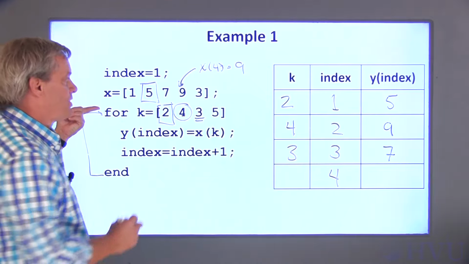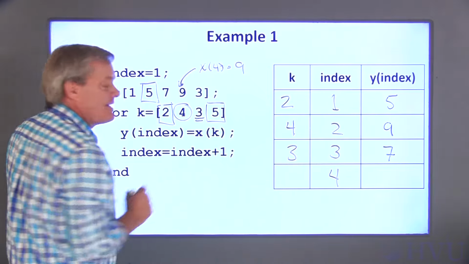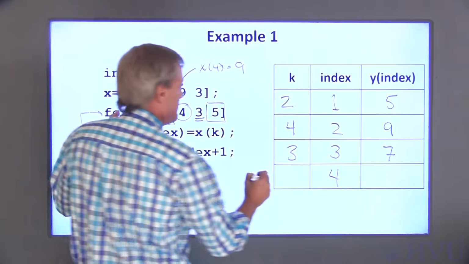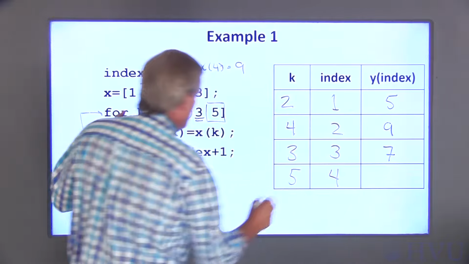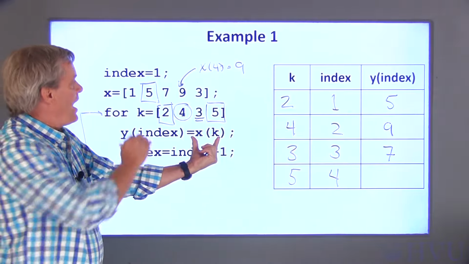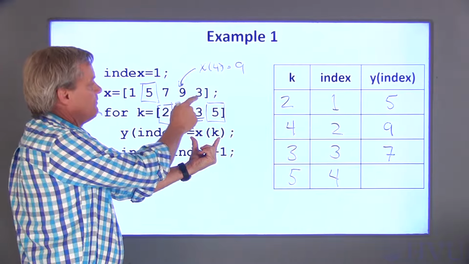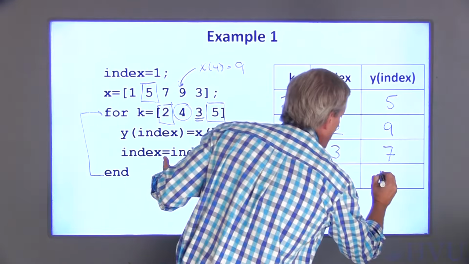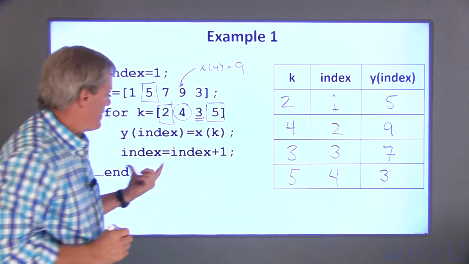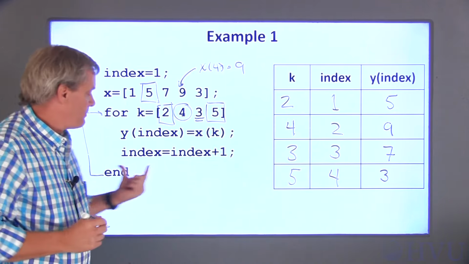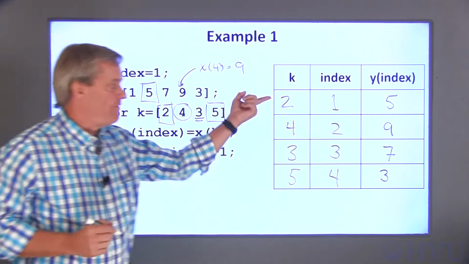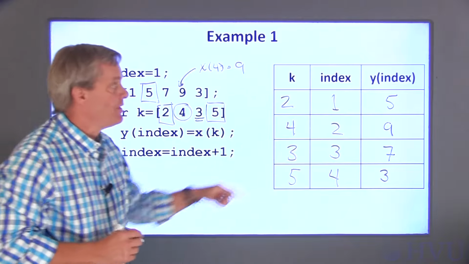Go back up to the for statement. We're finally at the last element in the array, so the last time through the loop, k is equal to 5. x of 5, x of 1, 2, 3, 4, 5 is 3, so y of index gets set equal to 3. We add 1 to index and end, so this is the end of the for loop.